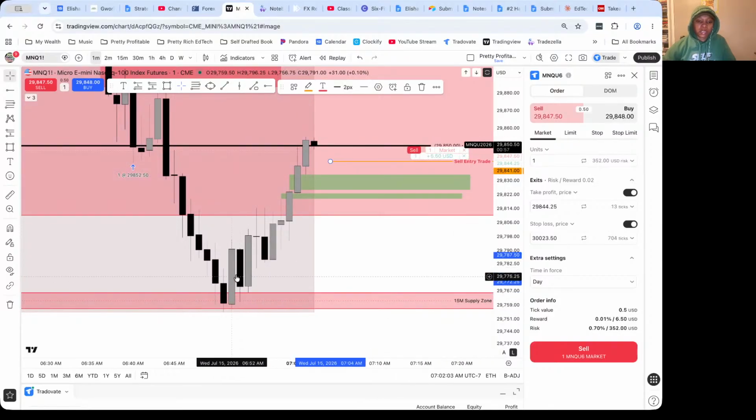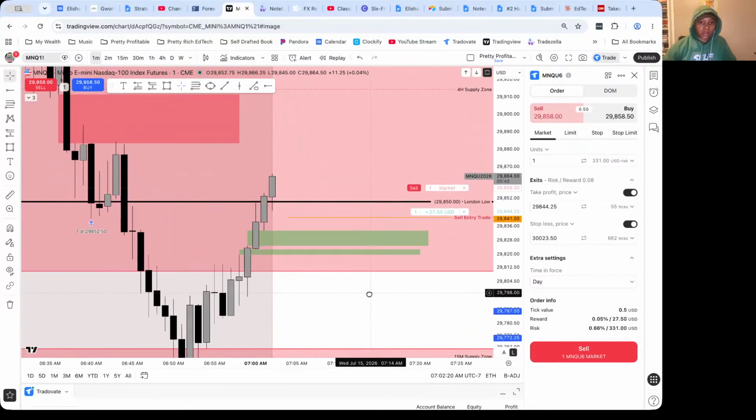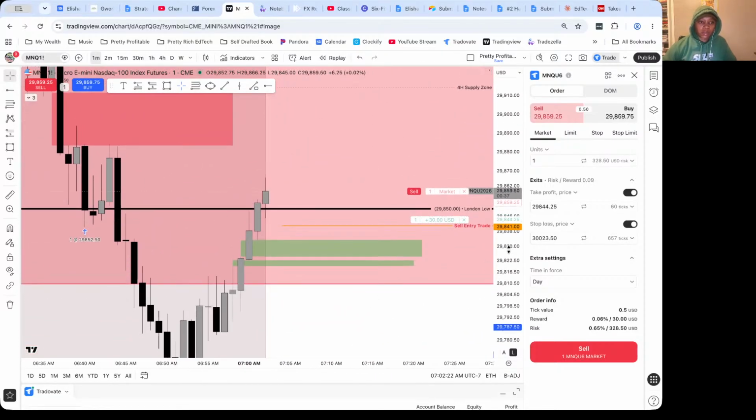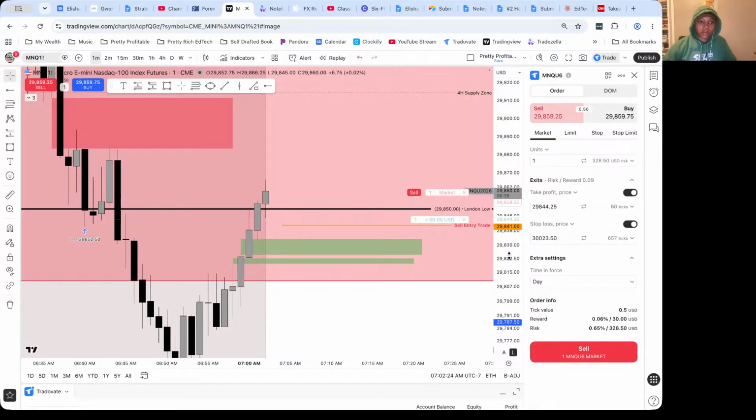But I didn't see any rejection candles, you know. I don't know if this is considered a rejection candle. Still learning that part, y'all. Okay, so it broke through that.